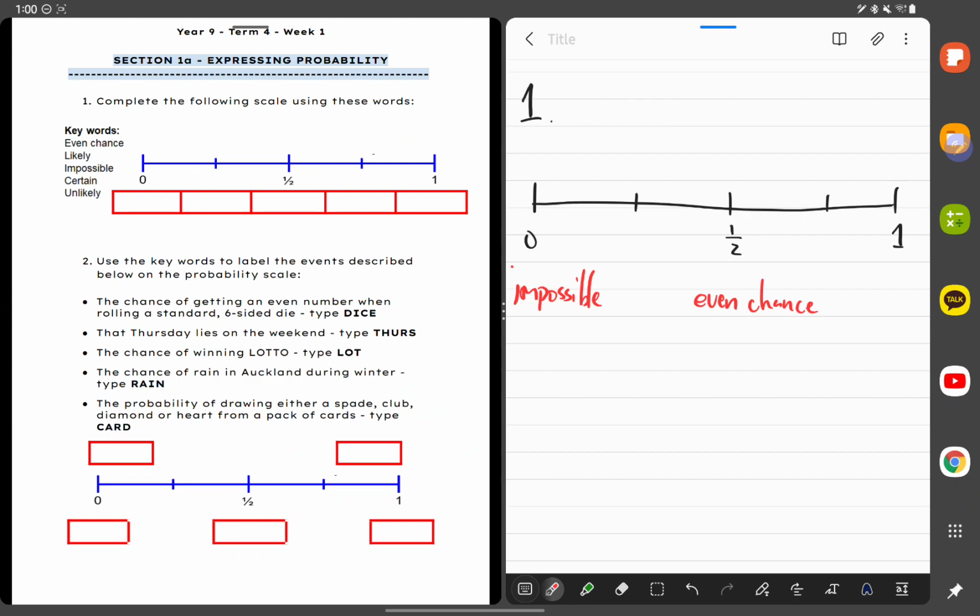Even chance means it's 50-50. It could go either way. And 1 is also the same as 100%. So this is certainty. This is certain. It will 100% happen.